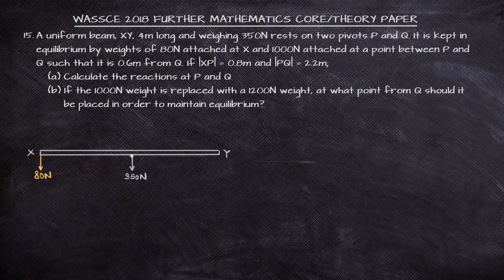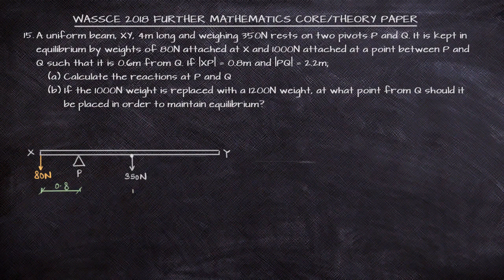Then there's another 1000 Newton attached at a point between P and Q, such that it is 0.6 meters from Q. Now we are told that XP, we have pivots at P, and we have been given XP to be 0.8 meter. The whole beam is 4 meters. So here between X and P, we are going to have 0.8 meters. So let's label that, this is 0.8 meters between X and P.